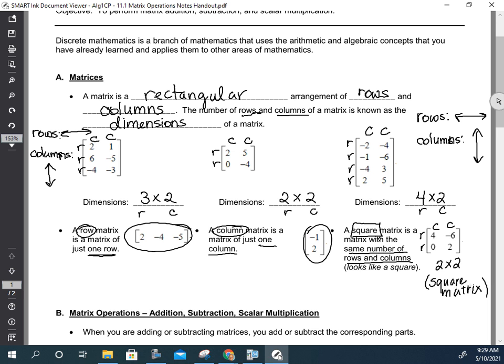So, any questions on the vocabulary aspects before we actually do some computation? Not seeing any, not hearing any. So let's continue.